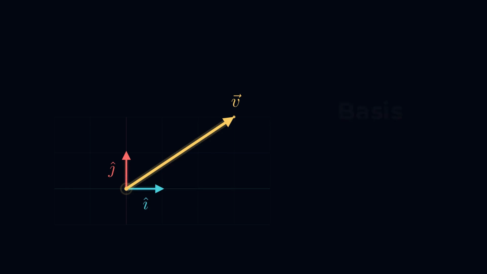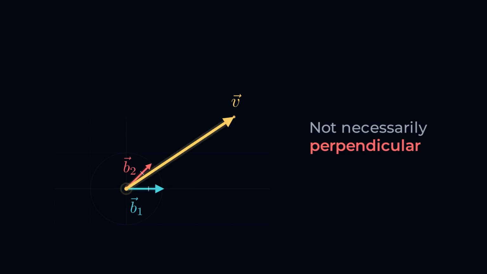Those measuring directions have a name, a basis. And these two directions are only one possible choice. A basis does not have to use perpendicular directions. Its vectors do not even have to be the same length.